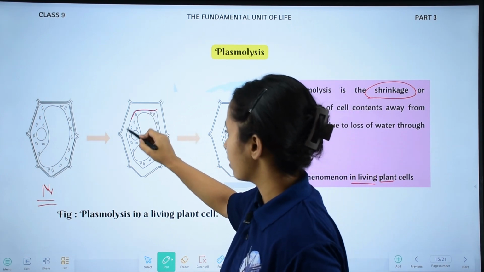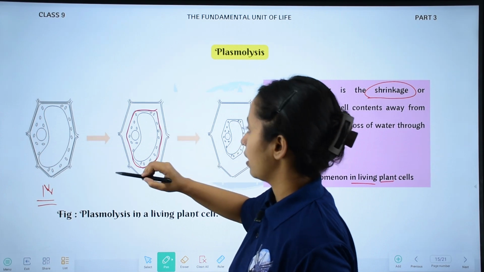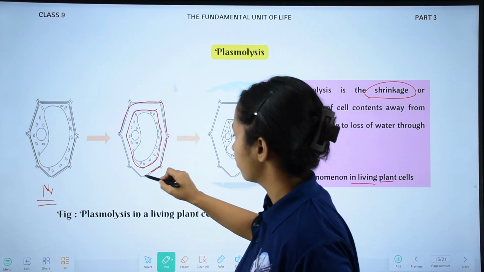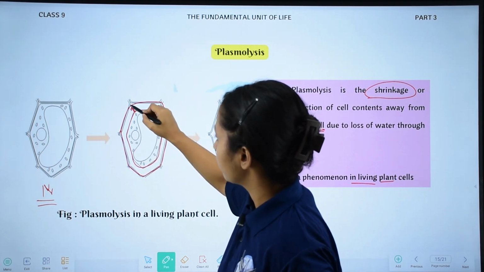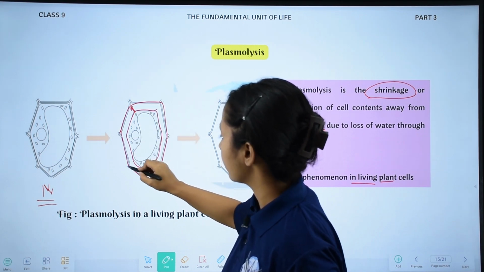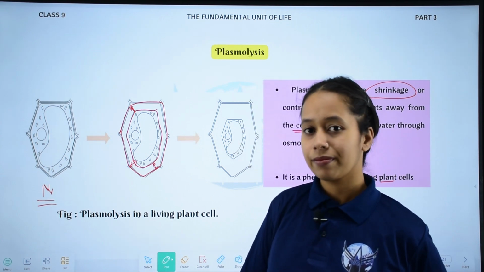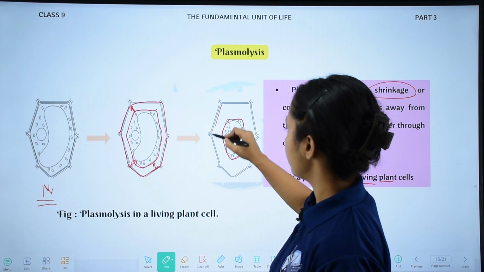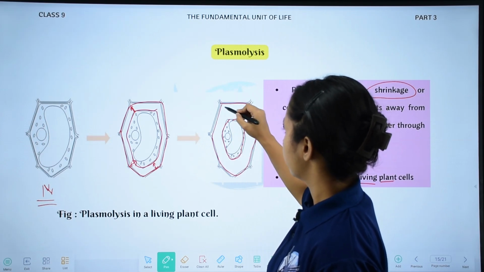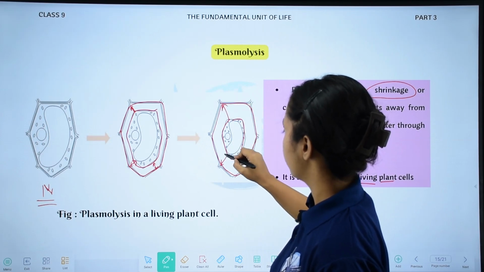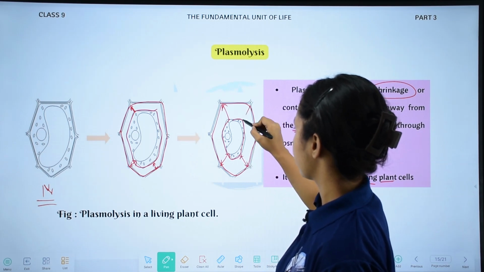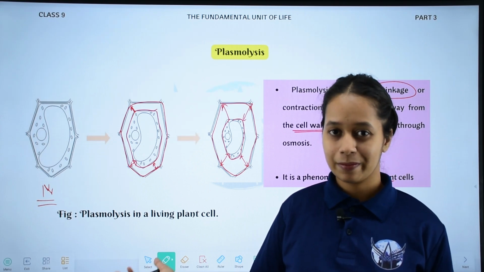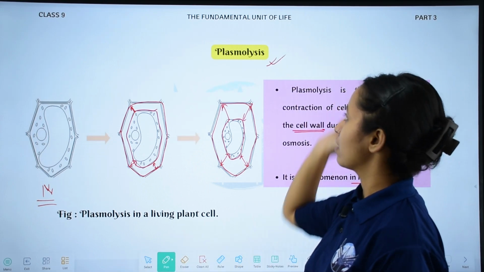See, this is the cell, and this is the cell wall. There is a little gap between the two. Can you see? In the third figure, we see that the gap has broadened. The gap is bigger now. So what is this? This is plasmolysis.